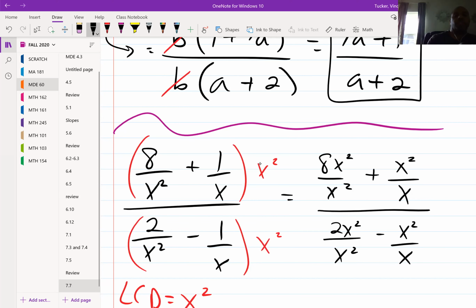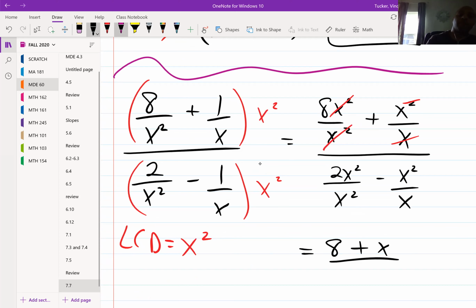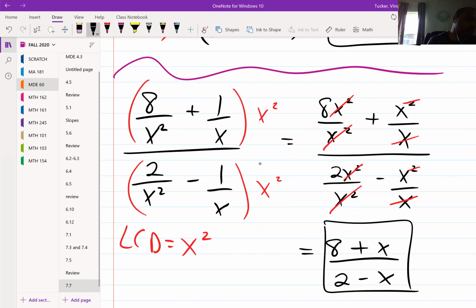So now what that does is it puts us in position to be able to cancel out denominators. In the first one, x squared cancels out completely. The second one, just one of the x's cancels. So that's 8 plus x. And on the bottom, x squared cancels, and then one of the x's. So I keep it straight in my head, when you're doing it this way, start canceling out the top part, your numerator, first, then you cancel out your denominator.